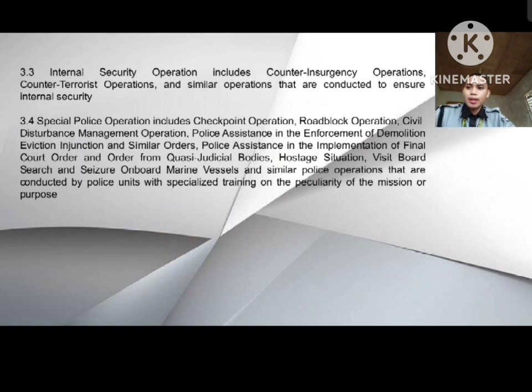So in special police operations, these are missions that require specialized training and skills, like, for example, checkpoint or roadblock operations, demolitions or court orders, hostage situations, and maritime searches, as said in the slides. These operations are complex and often sensitive, so they are carried out by specially trained units who are prepared for specific challenges to ensure safety and proper law enforcement.